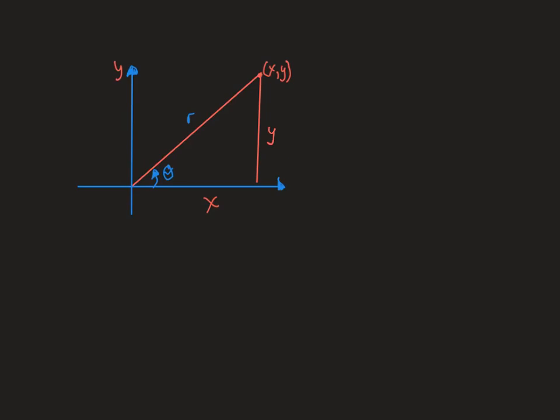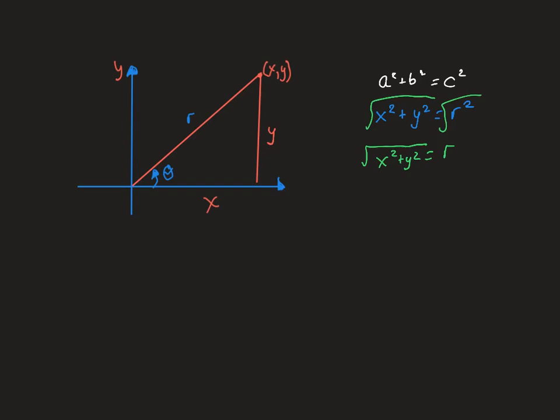Okay, so we have theta, we have x, we have r. If I'm doing Pythagorean theorem, which, just a reminder, a squared plus b squared is equal to c squared, my r is my hypotenuse. So in this case, I'm going to end up having x squared plus y squared is equal to r squared. If I want to solve for r, I take the square root of them. r is equal to the square root of x squared plus y squared.